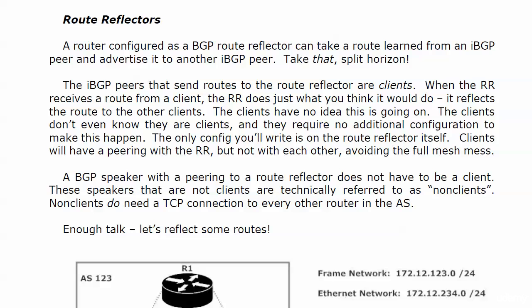And what happens here is, with clients having a peering with the route reflector but not with each other, we avoid that entire full mesh mess. Now, a BGP speaker with a peering to a route reflector does not have to be a client. And we have a really clever name for the ones that are not clients. We call them non-clients. Now, they would need a TCP connection to every other router in the AS. And we'll get back to the non-clients a little bit at the end of this lab, but right now we're going to reflect a route or two.